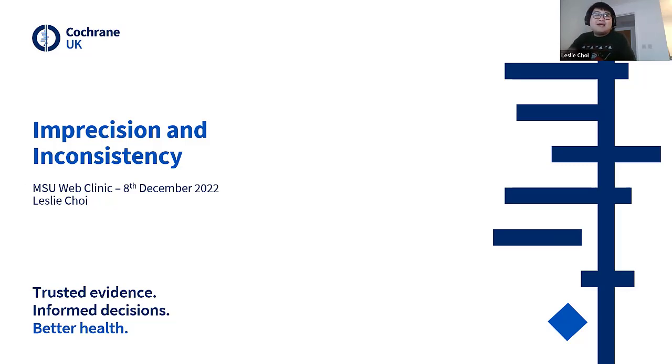So today I'm going to be talking about assessing imprecision and inconsistency within GRADE. I picked these two domains mainly because they're the two domains that are partly statistical, and that always scares some of us review authors, including me, but they also still involve a level of subjectivity in making decisions of whether to downgrade.